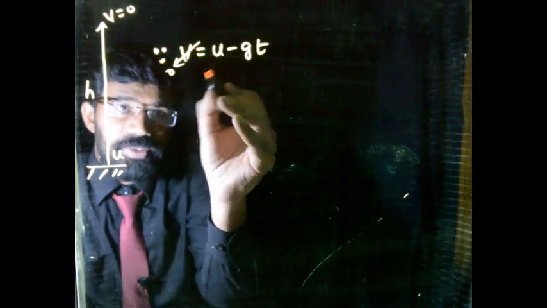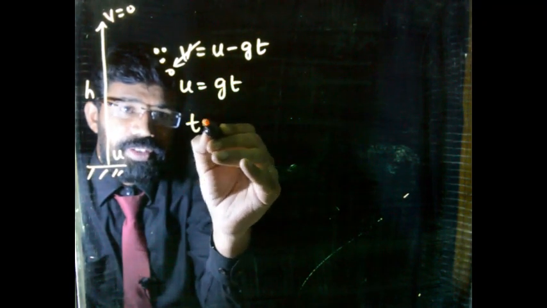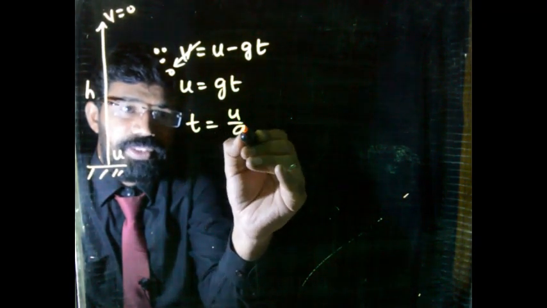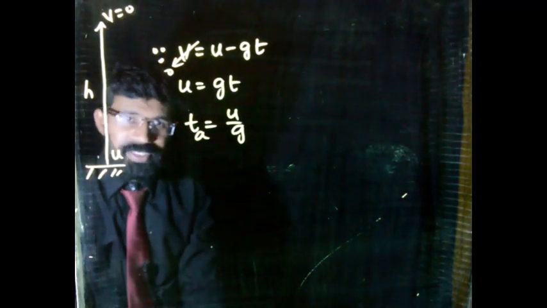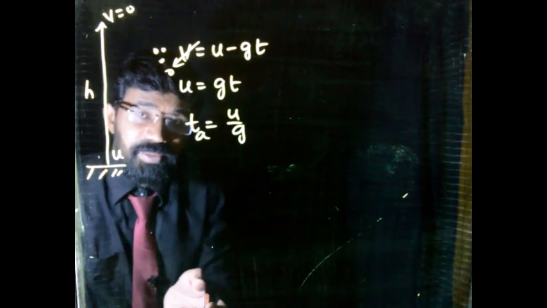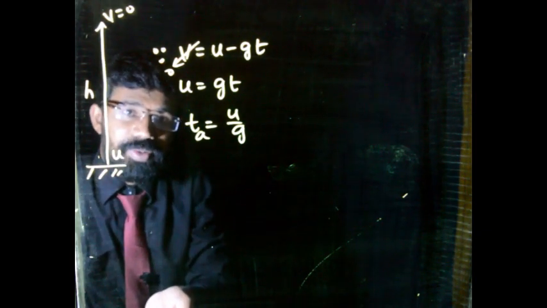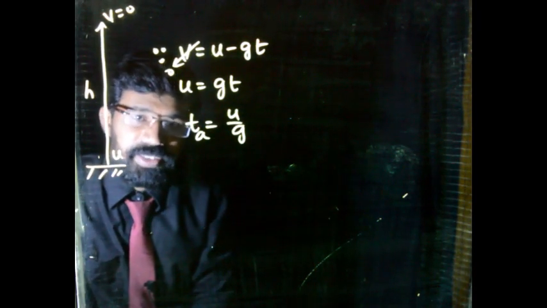If velocity becomes 0, now u is equal to gt, therefore time is equal to what? u by g. So what is this? This is time of ascent, T subscript a, a for ascent. So time of ascent, the time taken by the body to go in the upward direction, is u by g.